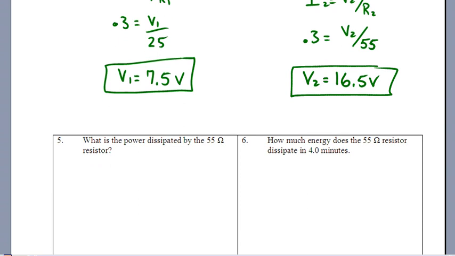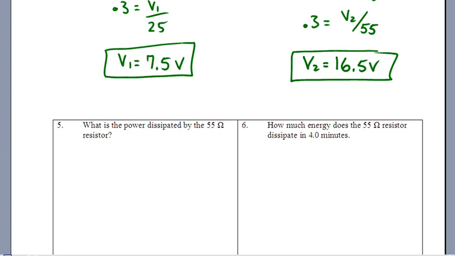So number 5, what's the power dissipated in the 55 ohm resistor? Okay, you've got choice there, right? We're trying to find power number 2. You could go current 2 times voltage 2, or you could go current 2 squared times resistance 2, or you could do voltage drop 2 squared divided by resistance 2. But make sure you use values for resistor number 2.